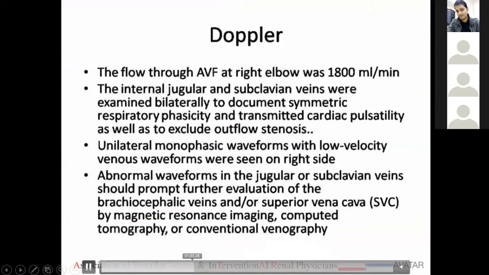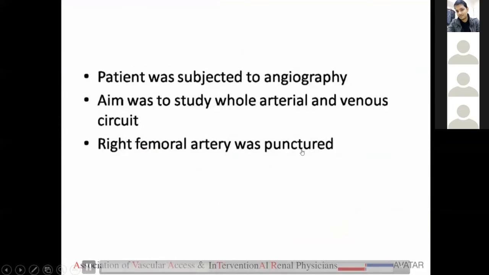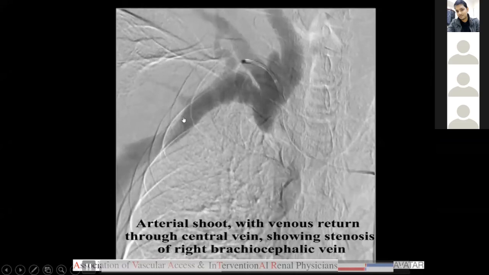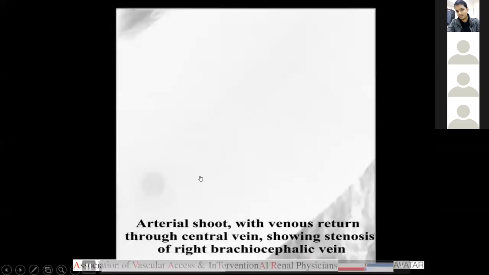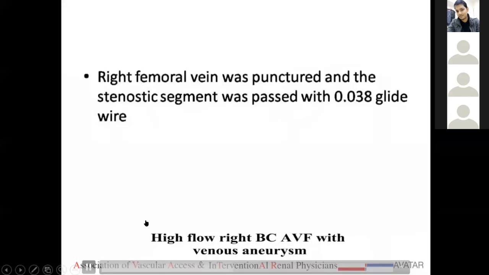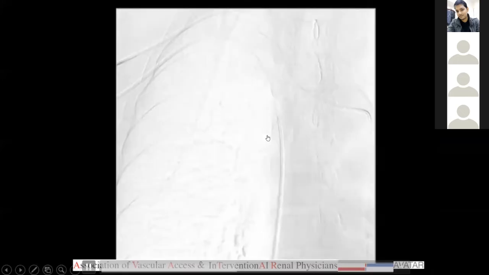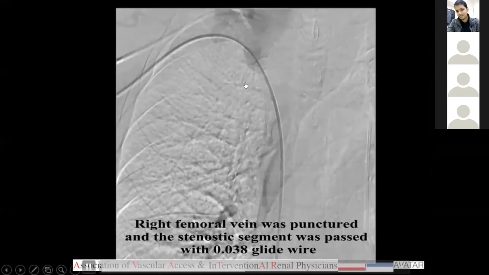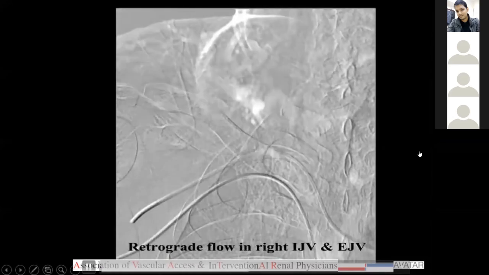We did a Doppler, and there were abnormal waveforms in the jugular or subclavian vein, and that should prompt further evaluation. So the patient was subjected to angioplasty. The aim was to study the whole arterial and venous circuit in this situation. We came with the femoral arterial route, and this was fine. This was followed by the study of the fistula, and we found that this was a high flow fistula. Then we punctured the femoral vein and came all the way up there. And then there was this stenotic segment which was bypassed.